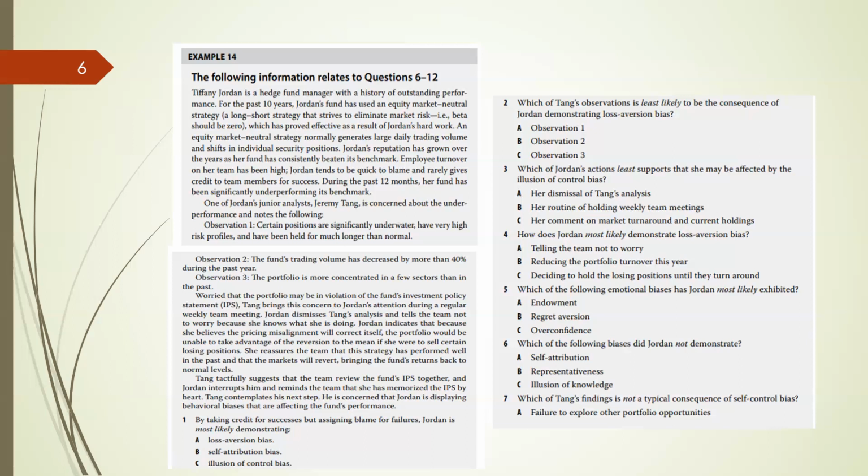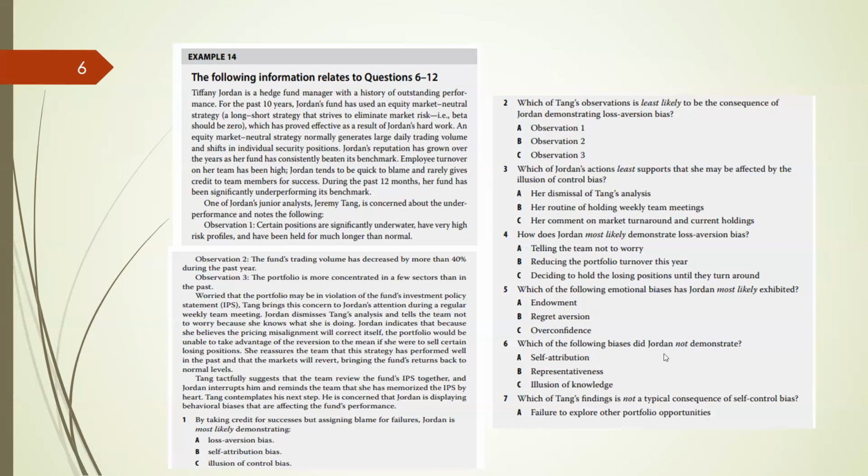How does Jordan most likely demonstrate loss aversion bias? So, telling the team not to worry, the answer is again C, deciding to hold the losing positions until they turn around. She doesn't want to take losses. Which of the four emotional biases has Jordan most likely exhibited? Overconfidence. So she has a lot of overconfidence.